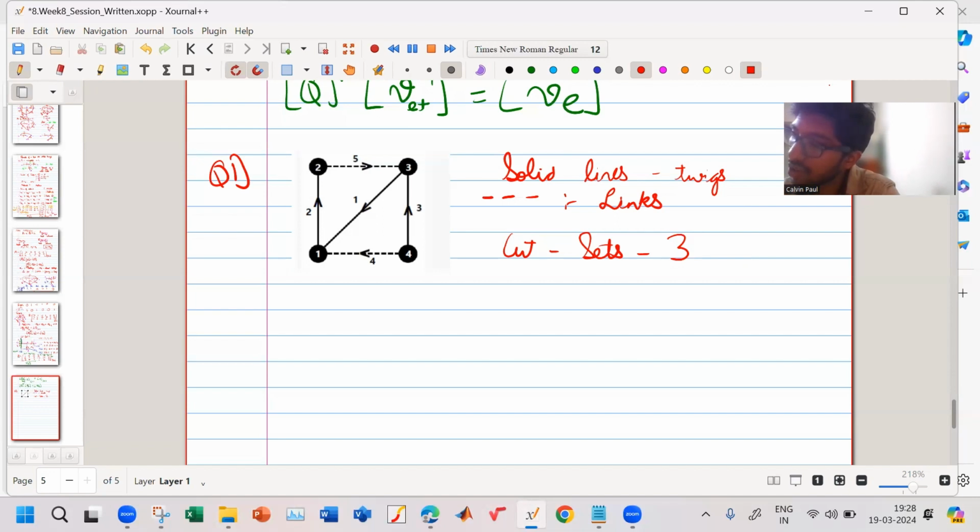One cut set is your normal cut set, this one, where you're cutting only one twig. This is another cut set, cutting one twig. This is also another cut set, right? I'm cutting only one twig. Yes, sir, in the middle also we can cut. So this is my cut set 1, this is my cut set 2, this is my cut set 3.